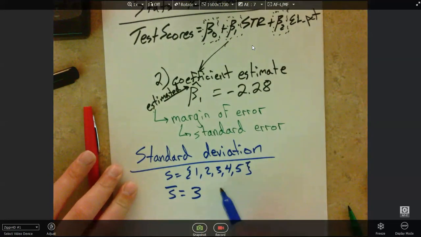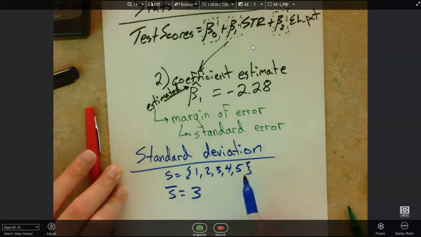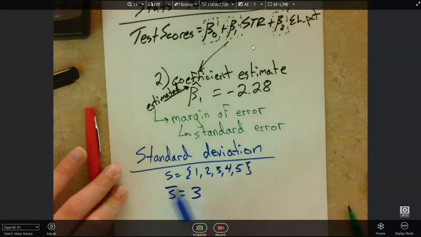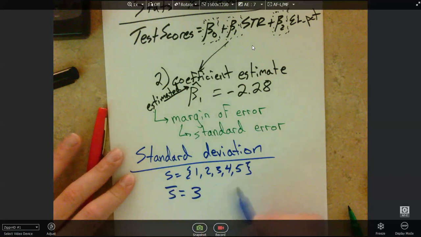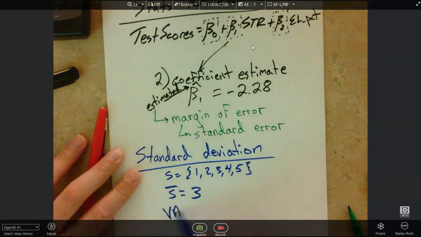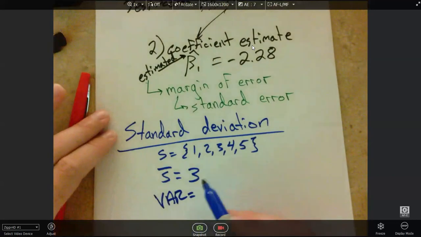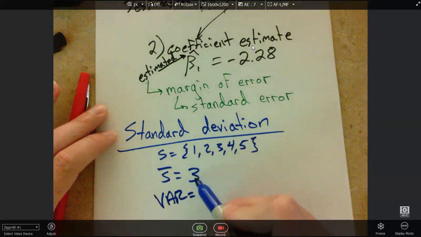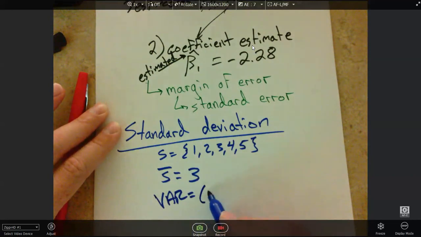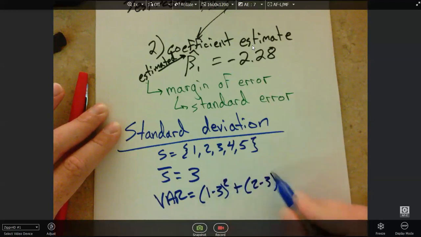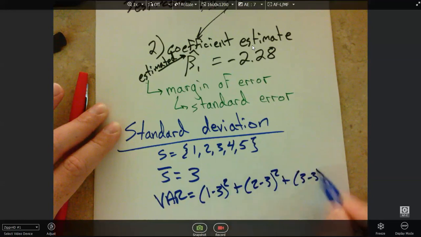So standard deviation. So we had a set of numbers. So there's 5 numbers. We have an average, right? Anytime we have a bar over something, that means it's the average. And then how do we calculate the standard deviation? Well, we look at the variance first, right? And what's the variance? The variance is the squared difference between each one of these numbers and the average, right? So it's going to be 1 minus 3 squared plus 2 minus 3 squared plus 3 minus 3 squared plus 4 minus 3 squared plus 5 minus 3 squared.